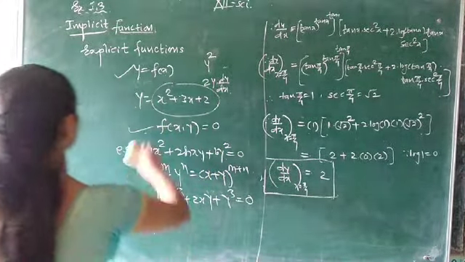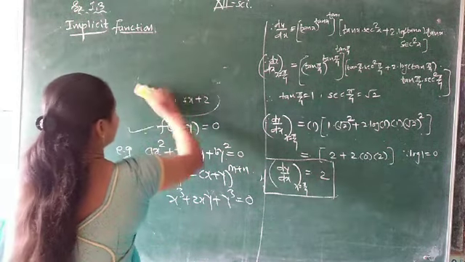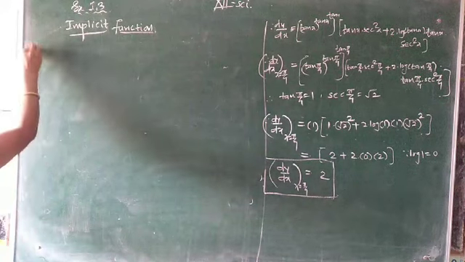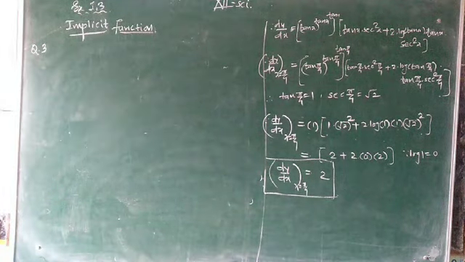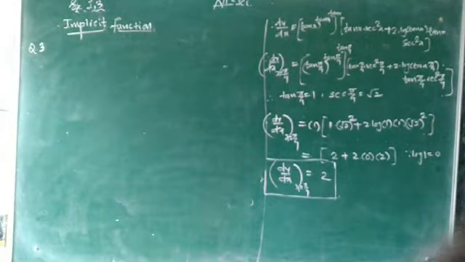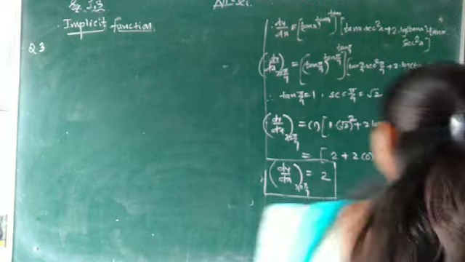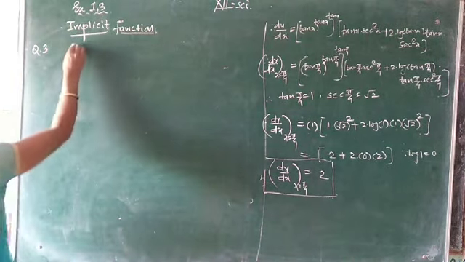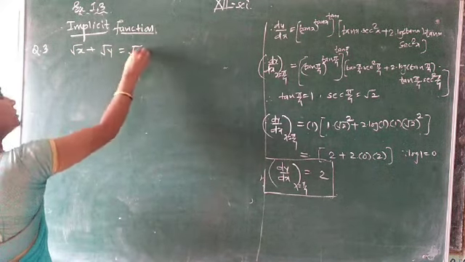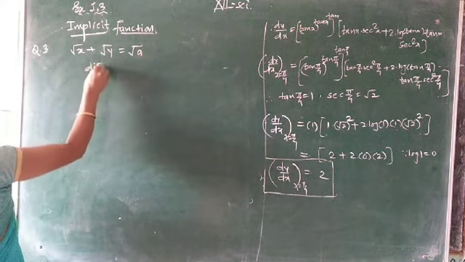Now we see exercise 1.3, question number 3. What is the first question? Differentiate the following with respect to x. So the first question is root x plus root y is equal to root a. We have to find dy upon dx.